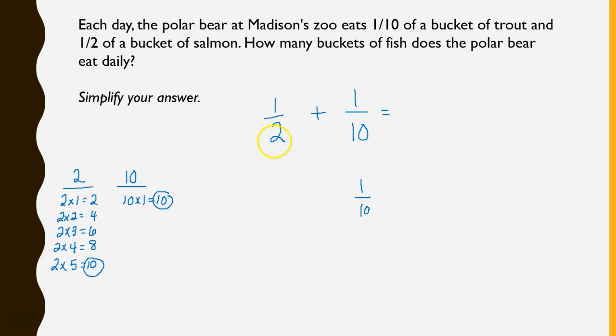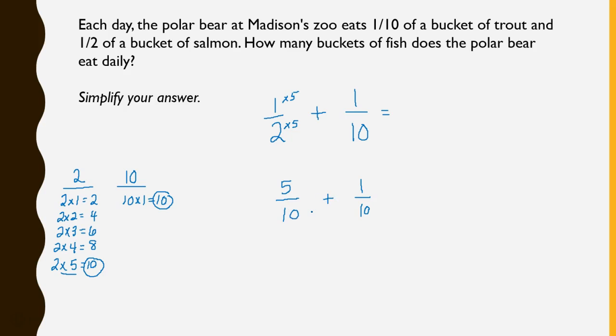This one I need to change into a 10. And over here, the way I got to that was by multiplying by 5. So I'm going to do that to the bottom and the top. A lot of kids forget to also do it to the top. You need to do it to both. So 1 times 5 is 5. 2 times 5 is 10.